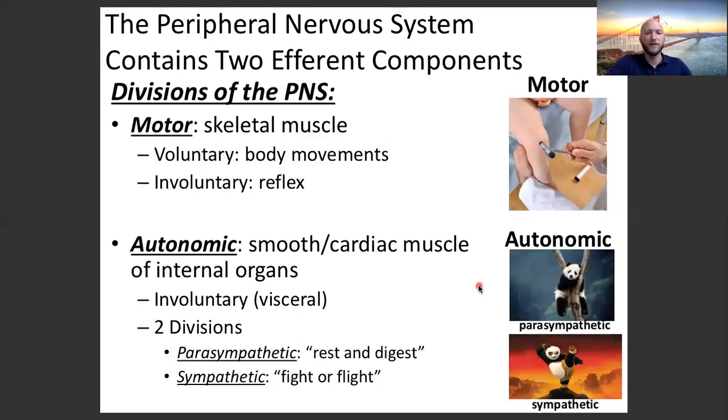Another way to look at this is let's look at these photos down here. This right here is Po. He's the Kung Fu Panda. When Po is fighting foes, his sympathetic nervous system increases the frequency at which it sends signals. When Po is eating foo, the soup, when he's resting and digesting, parasympathetic nervous system increases the frequency at which it sends signals.